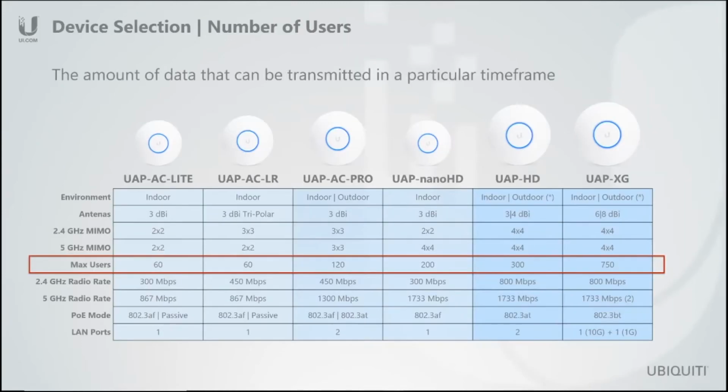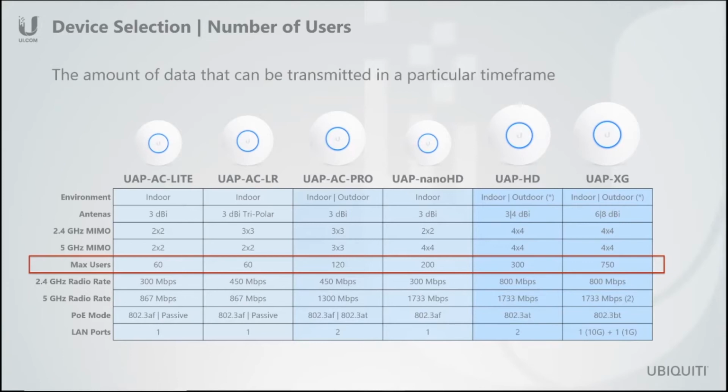As you can see, max users in the starting device, which is the UAP AC Lite, we've set max users at 60, but as mentioned earlier, there's no hard set limit on max users or concurrent users, so it really depends on the usage. What we recommend is the maximum is 60 users for the UAP AC Lite, and then going all the way to 750 users for the UAP XG. But once again, it really depends on the throughputs desired and generally the network available.